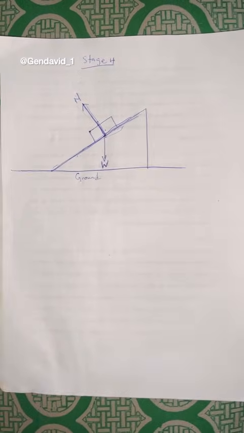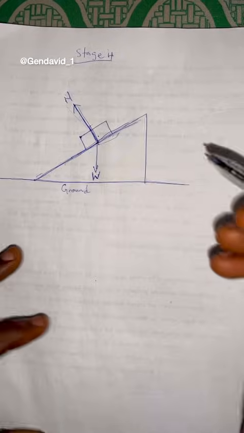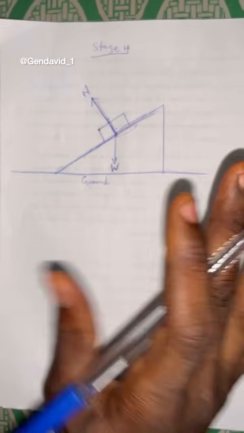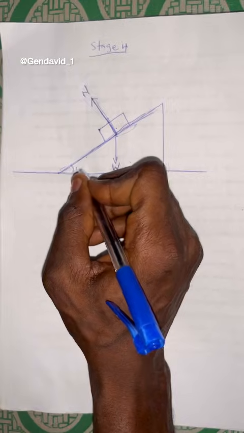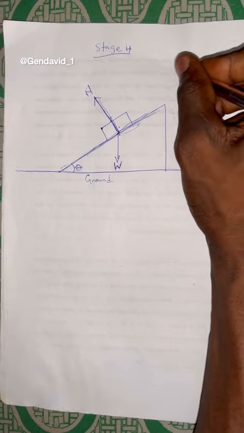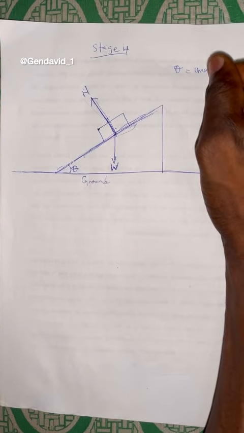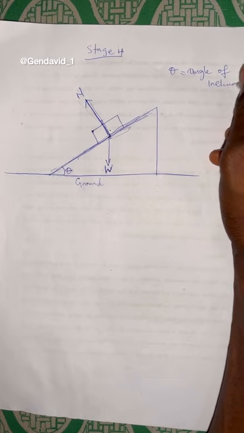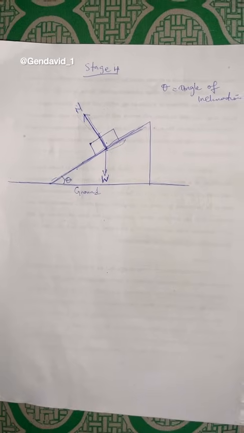Now, since it is vertically downward, we now have to resolve these weights. But let me go to another explanation here. I hope you've gotten this explanation. The angle of inclination will be here. So this theta is called the angle of inclination. The angle of inclination.